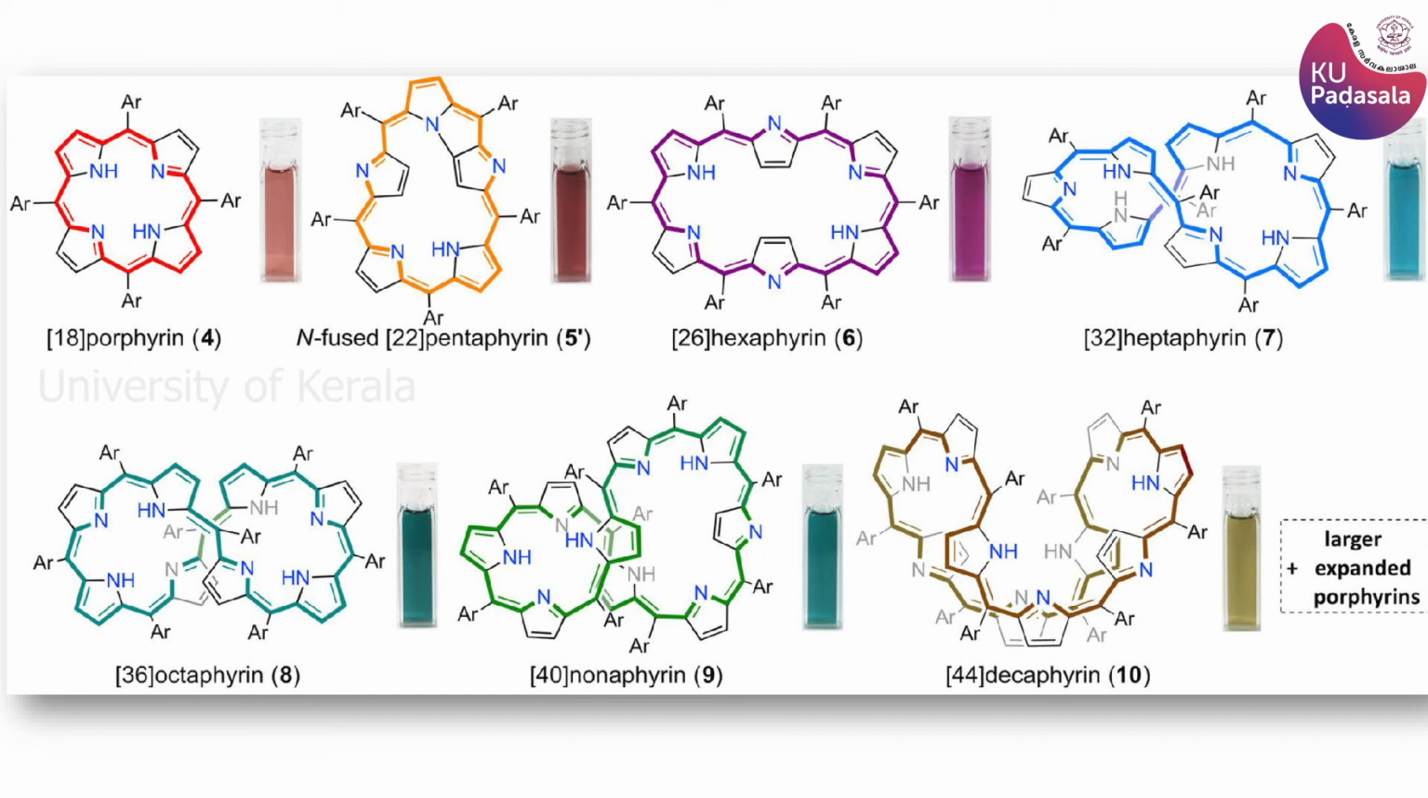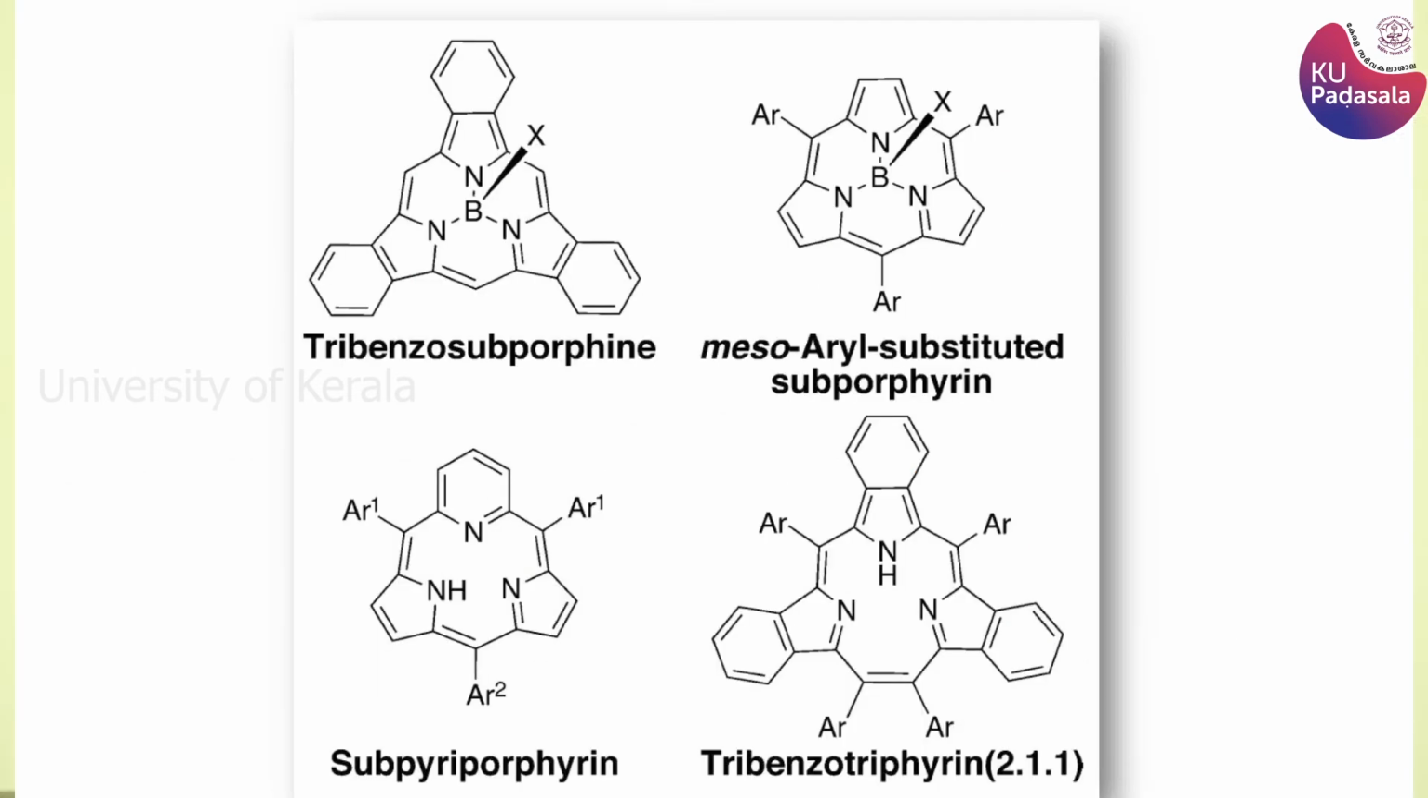So researchers are involved in modifying the porphyrin structures and extracting different properties out of that. So these are examples. In this example, I want to show different kinds of expanded porphyrin derivatives that are reported in the literature. I can give an example of a contracted porphyrin, a tribenzo subporphyrin, contracted porphyrin or subporphyrin.